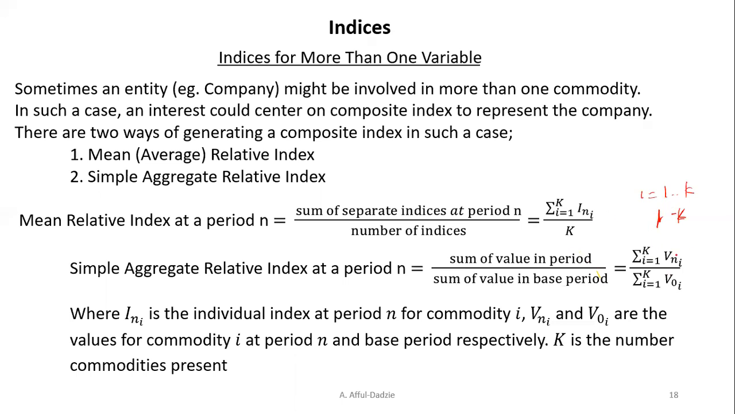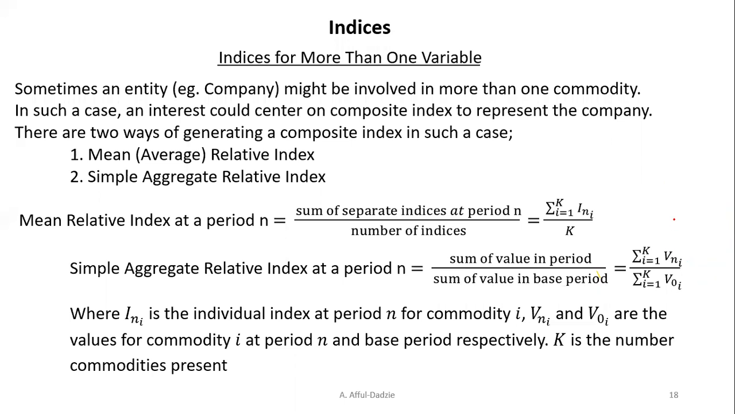Okay, so here we are summing all the VNi. VNi is maybe the value. This time around it's not the index, but it is the value for each current period. And i, we know, starts from 1 to k, all divided by the VO, which is the value at the base period. So all the values at the base period, the sum of all base values, and then the sum of all current values.